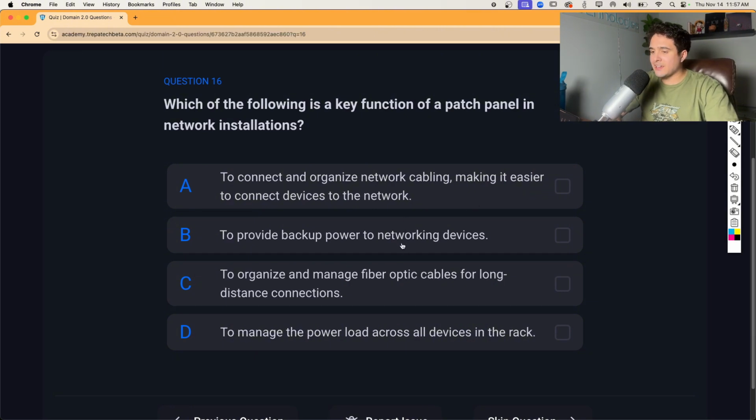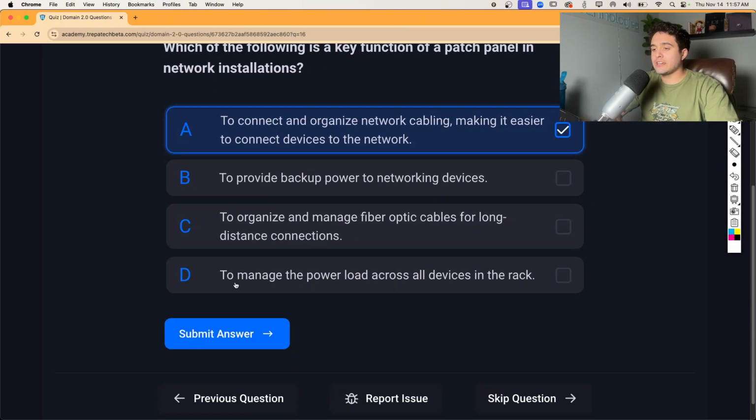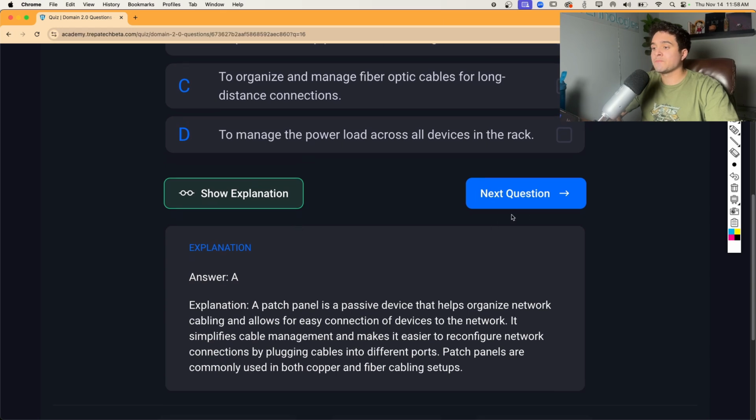It doesn't provide backup power. So there are fiber patch panels, but I believe in this question, if C was the answer, the question would say a fiber patch panel or something related to fiber. It doesn't manage power. So I'm going to go with A. To connect and organize network cabling, making it easier to connect devices to the network. Go ahead and pause the video if you'd like to read the explanation.